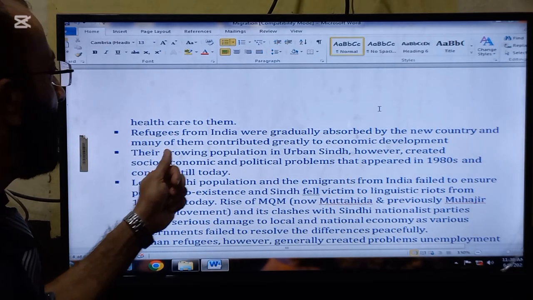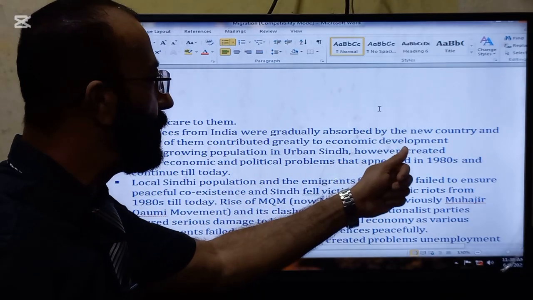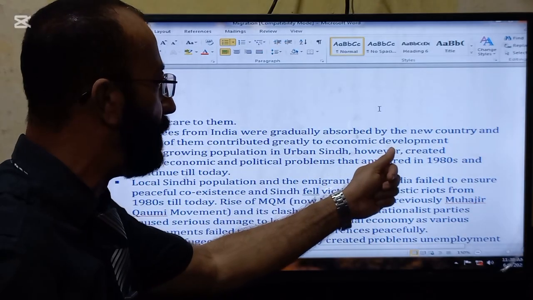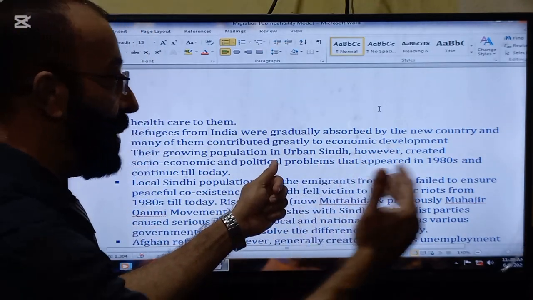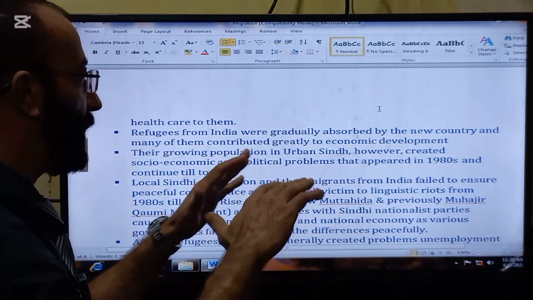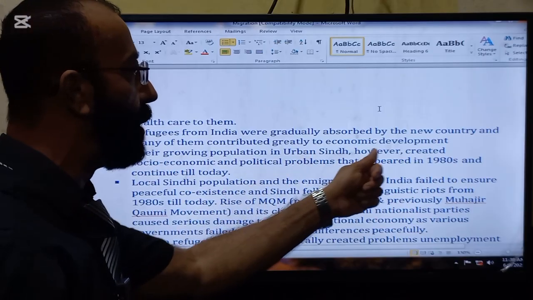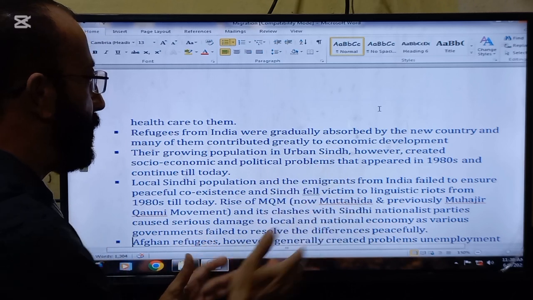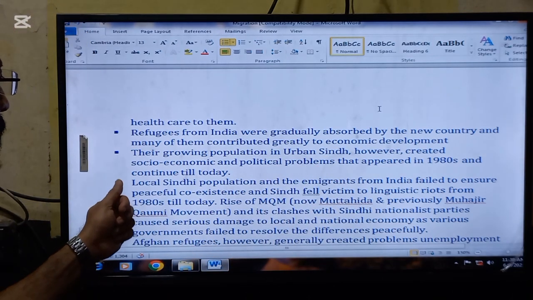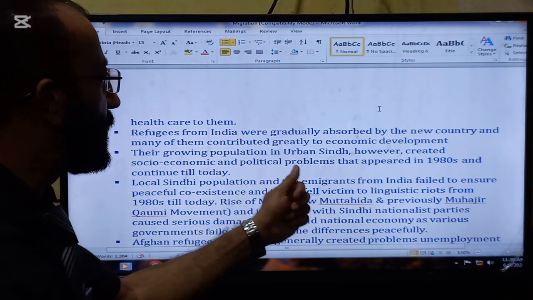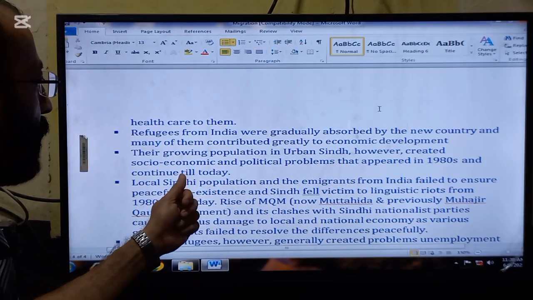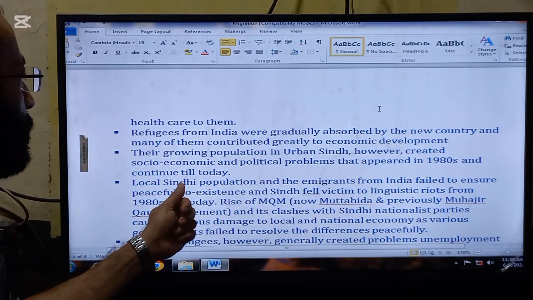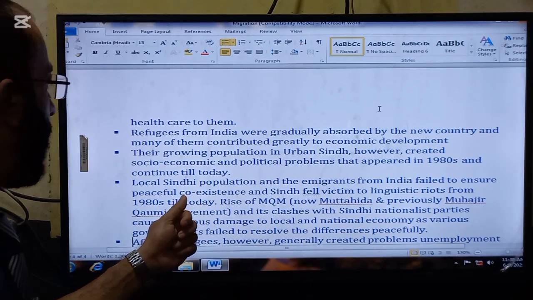Next, refugees from India were gradually absorbed by the new country, and many of them contributed greatly to the economic development. So this is a positive effect because the people came into Pakistan, and they contributed towards the economic development of Pakistan. First was bad, and second one is a good effect. Third one, their growing population in urban Sindh, however, created socio-economic and political problems that appeared in 1980s and continue till today. Third one is a bad impact.